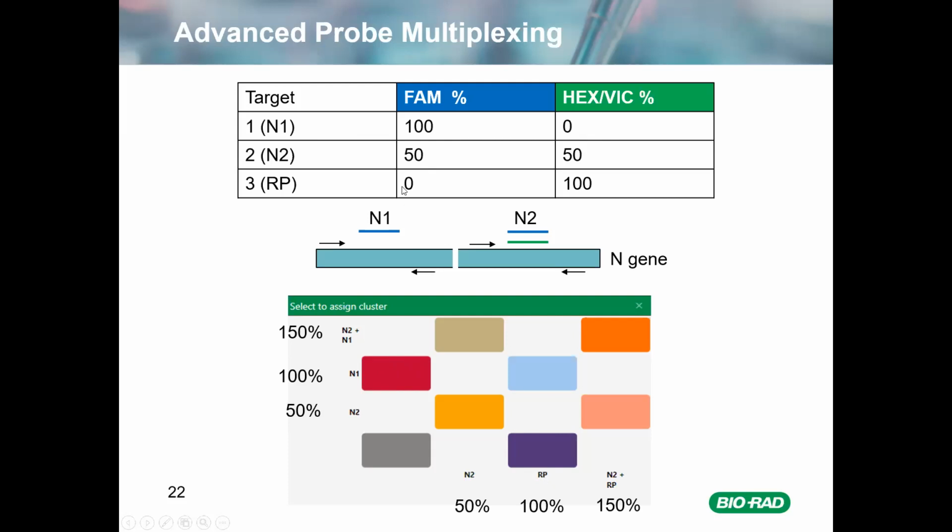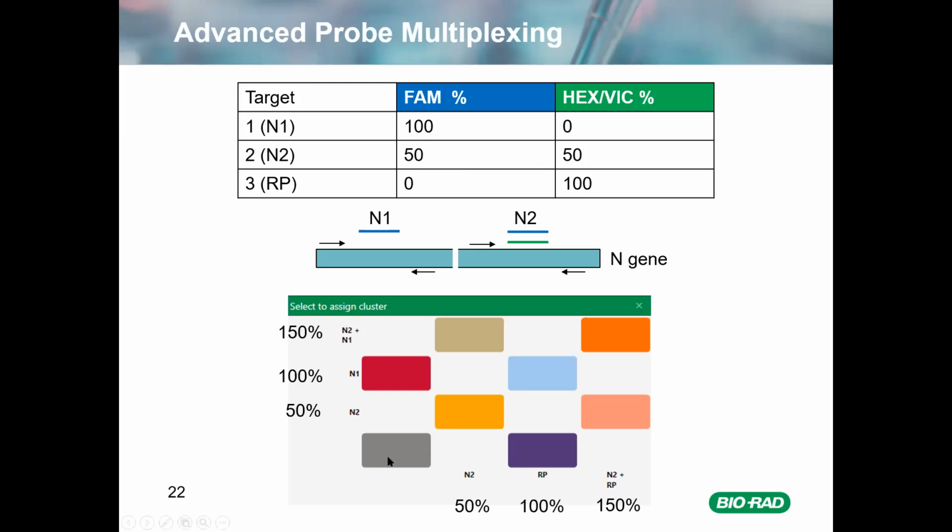Additionally, for RP, which is 100% HEX, it only has HEX fluorescence, so it's only moving on the x-axis, and that's shown here in purple. Now for N2, because every time we amplify N2, we hydrolyze 50% FAM and 50% HEX, this population is going to have dual fluorescence, but it's going to be at a lower fluorescence than if we were to run it with 100% for either FAM or HEX.